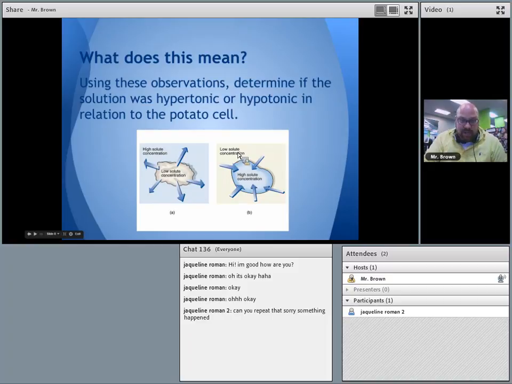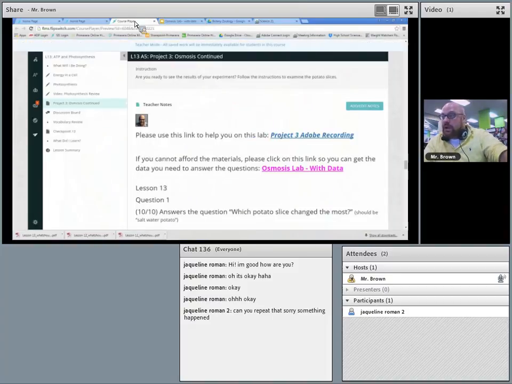So it's very low solute, or no solute even, if you have a reverse osmosis system at home. So water is going to enter in the freshwater potato, and this is hypotonic. So salt water, hyper. Freshwater is hypo. That's what that means. So let's go back to our course player.